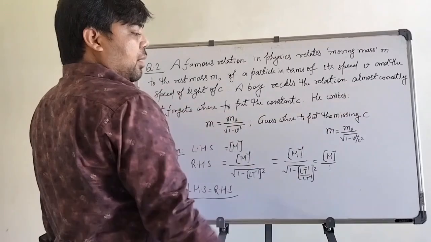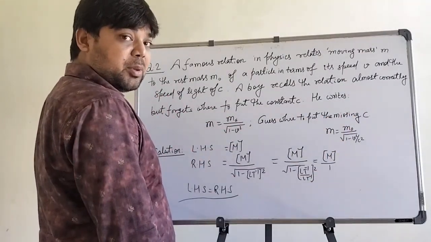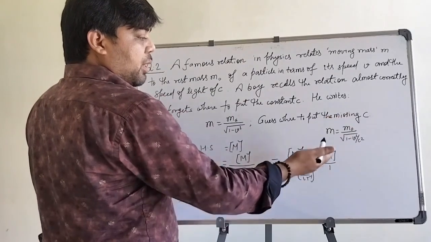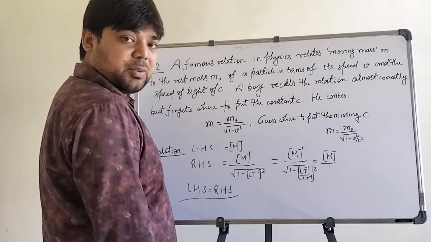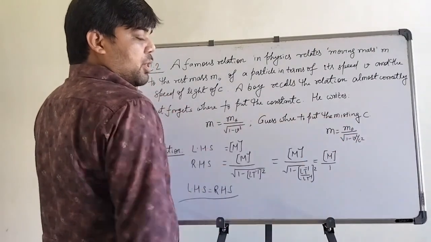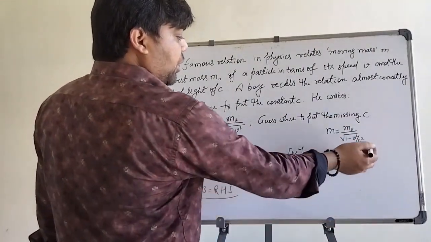basically motion when an object is moving with a speed comparable to the speed of light, then its mass varies in this fashion, which is called Einstein's theory of special relativity. It is one of the parts of Einstein's theory of special relativity, right? So this is the correct formula.